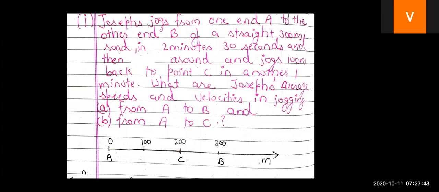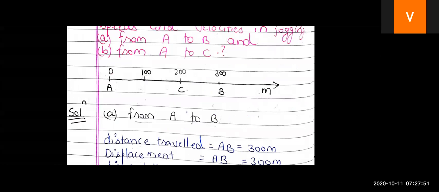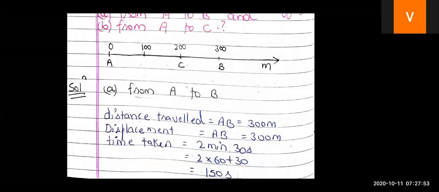Now children, be very careful. When the person is moving from point A to B, he is moving on a straight path. So how much distance is he covering? 300 meters. And the displacement, the shortest distance between initial point and final point, is also the same. As he is moving on a straight road, distance and displacement are equal. So distance is 300 meter and displacement is 300 meter. Time was 2 minutes 30 seconds.